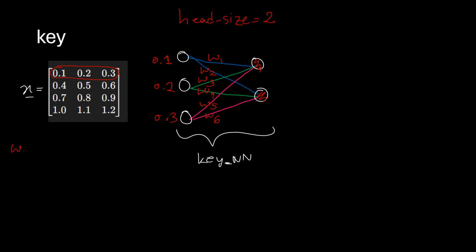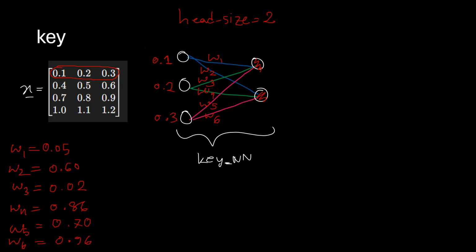So let's say just for example, the values of these weights are initialized as this, or at some stage of the training, the values of these parameters are as this. So there are 2 outputs of the network. We have set head size equals to 2. Let's know them as y1 and y2.